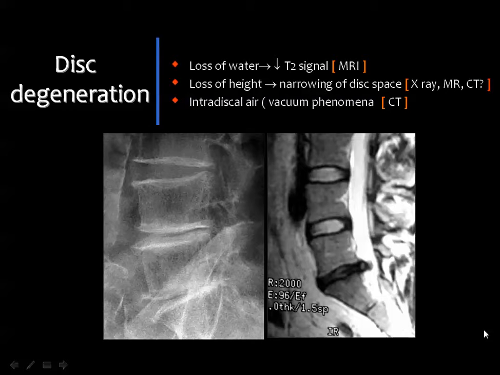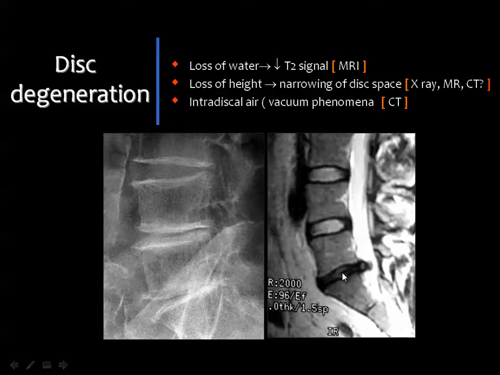Then loss of height can be seen by X-ray. This is the normal height of the L3-4 disc, and this is the reduced L4-5, and this is the reduced L5-S1 disc space. This can also be appreciated by MRI. This is normal L3-4, normal L4-5, and this L5-S1 disc is degenerated.